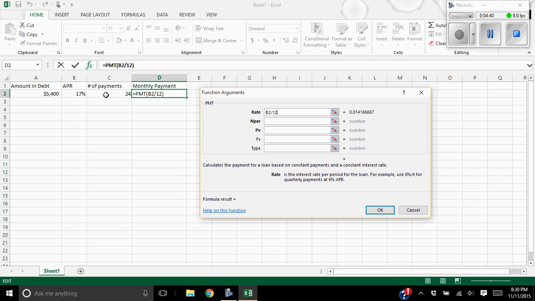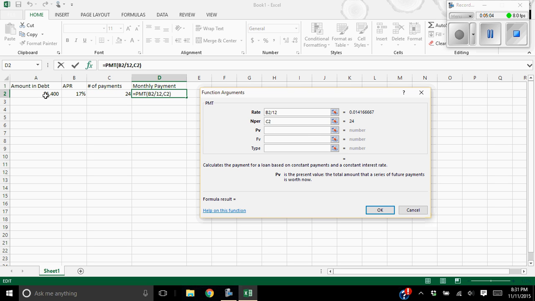The next thing we see is what's called the NPER. NPER is the number of payments for the loan. So we have the number of payments here. We click NPER, and we can click C2 there. PV is what's known as the present value, the total amount that a series of future payments is worth now. Unfortunately, this is what you owe.